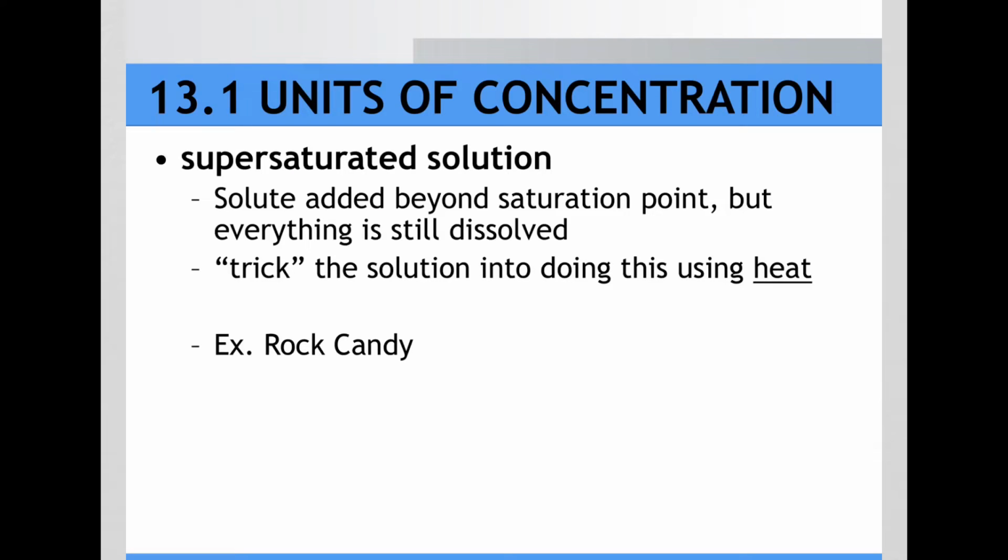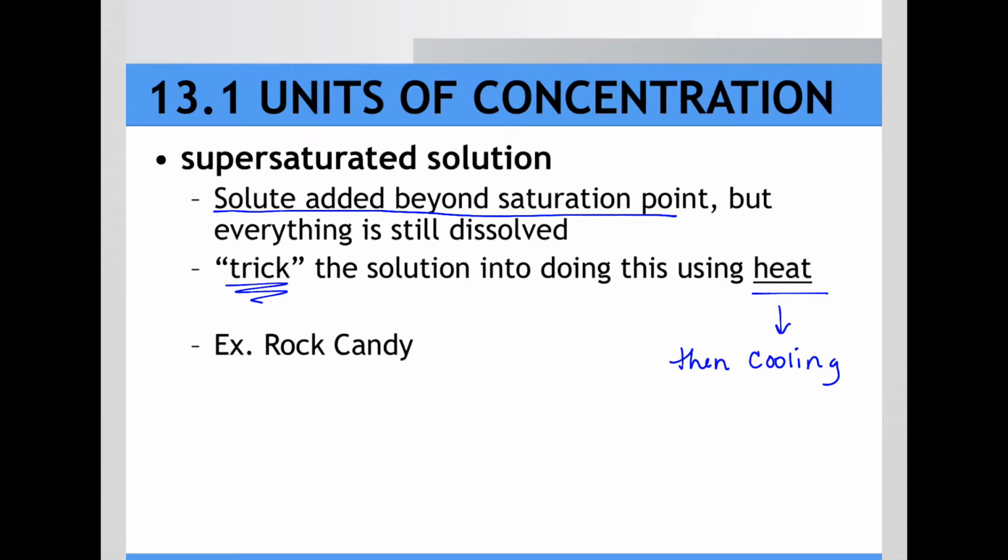Now, the one that's a little bit weird is a supersaturated solution. So we said that a saturated solution has the maximum amount of solute dissolved, but a supersaturated solution actually has more solute than should be possible. So you did dissolve everything, even though you're past what should have been possible. Essentially how this happens is you're tricking the solution, and the way you do that is by heating it and then cooling carefully.